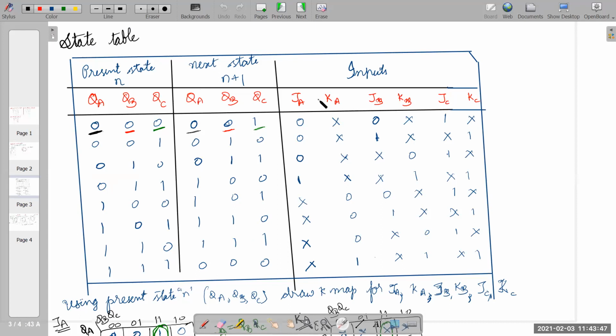Now we can understand the advantage of the D flip-flop. If we are using a D flip-flop, instead of JA, KA you can simply write DA. Instead of JB, KB, you can write DB, and instead of JC, KC, you can write DC. You just have to compare each bit. You know the state table for the JK flip-flop, so you fill these things in. Then for each of JA, KA, JB, KB, JC, KC separately, using the present state as input, go for the K map.